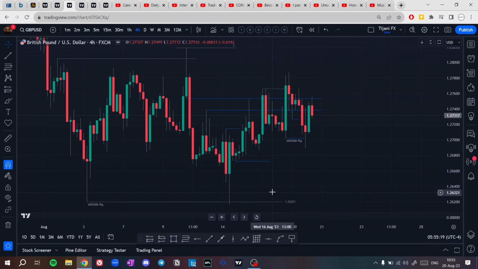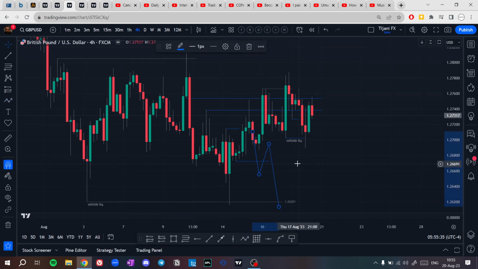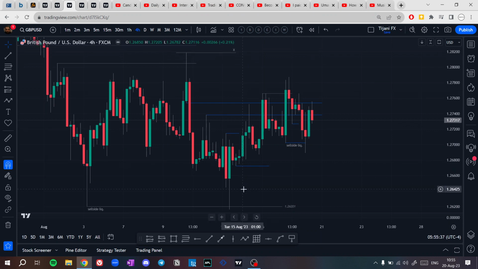I was waiting for price to break market structure below this low, confirming bearishness, as the 4-hour would shift to bearish, but it never took the low. So it's still technically bullish. The 4-hour is still technically bullish, even though it has retraced from a premium PD array at premium range.